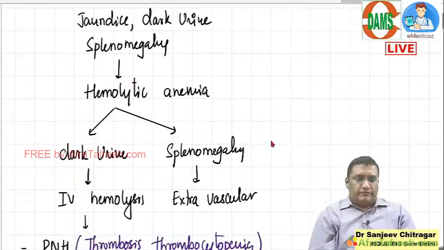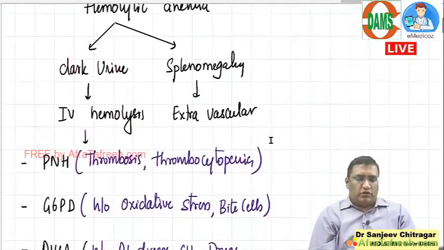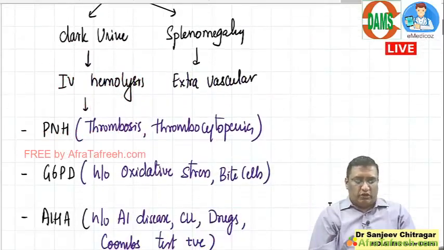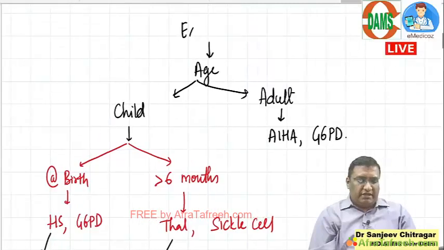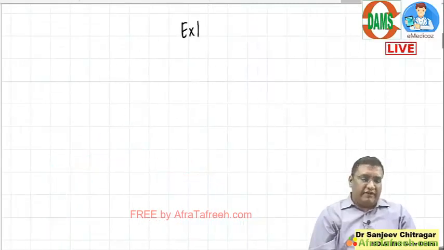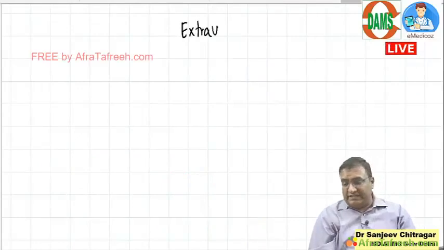So this is for the intravascular hemolytic anemia. Now next is the extravascular. For extravascular, the keyword here will be age. Very, very important whenever you have splenomegaly, jaundice, etc.